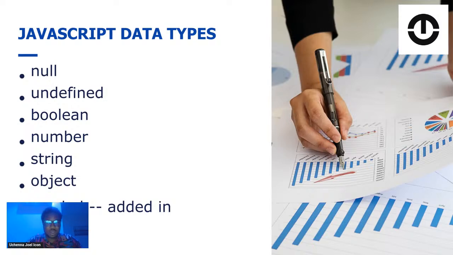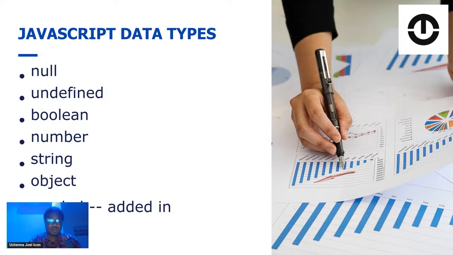For this, I'll explain further as well. So we have null, undefined, boolean, number, string, object. And then we have symbol. Symbol was recently added in ES6, right? For the purpose of this presentation, I'll be taking us through everything else apart from symbol: null, undefined, boolean, number, string, and object.